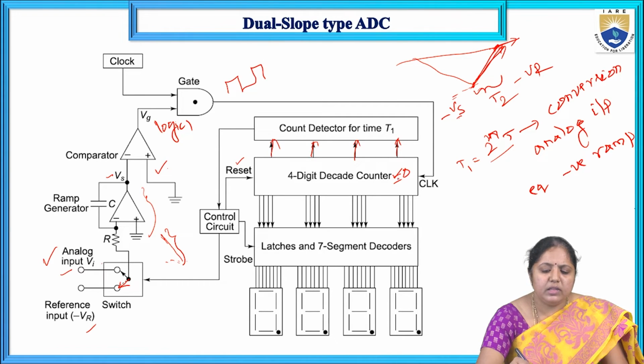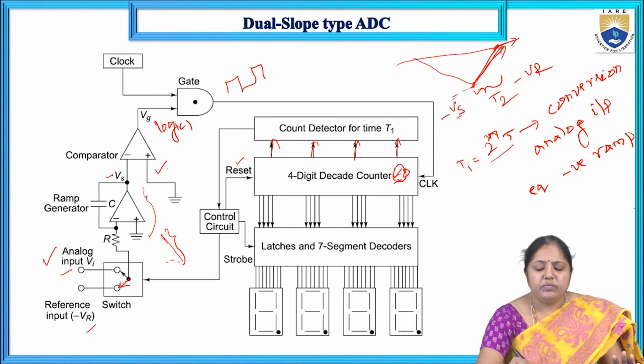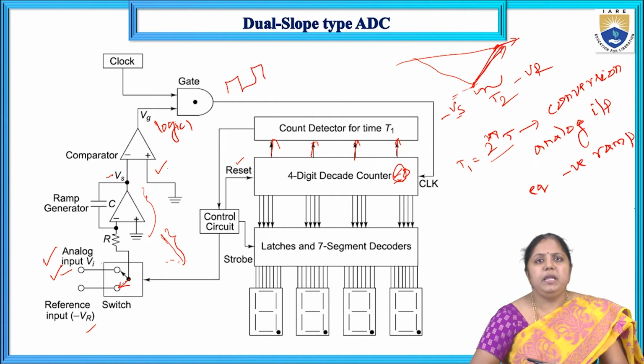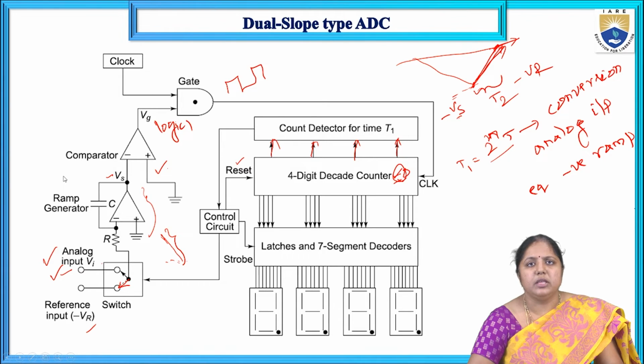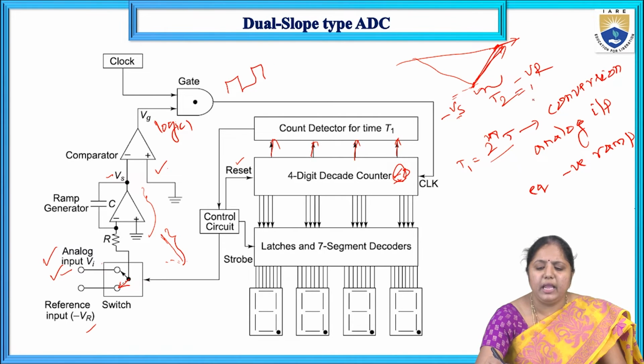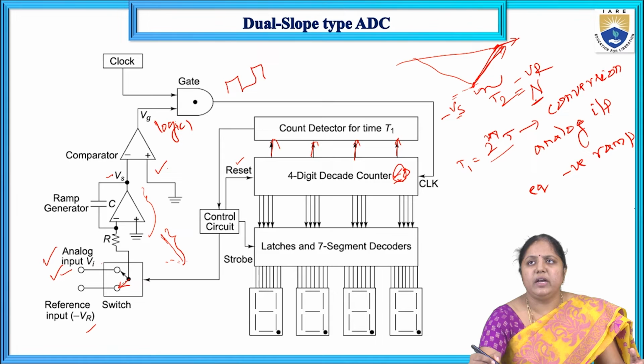So once the counting is done, that count is indirectly the equivalent digital value for the previous analog input signal, right? So how much time is it taking here? The number of clock cycles it will take is some n. What does this n signify?